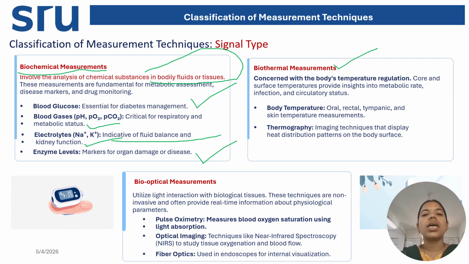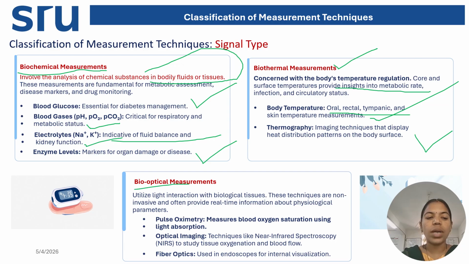Biothermal measurements. It is concerned with the body temperature and regulation. So it provides an insight into the metabolic rates, infections, etc. Body temperature can be measured by oral or rectal or skin temperature measurement, and thermography, imaging techniques that display the temperature distribution present on the body surface. So this is the temperature measurement.